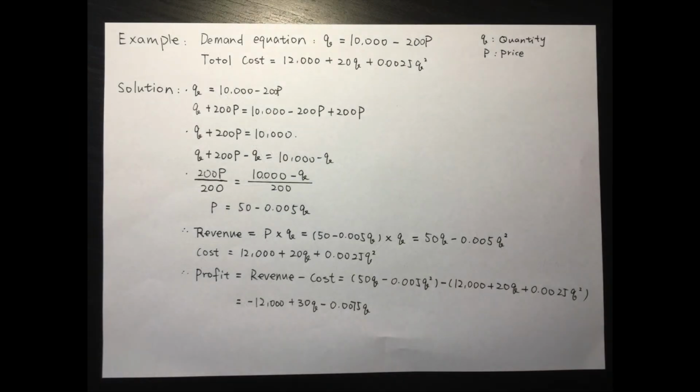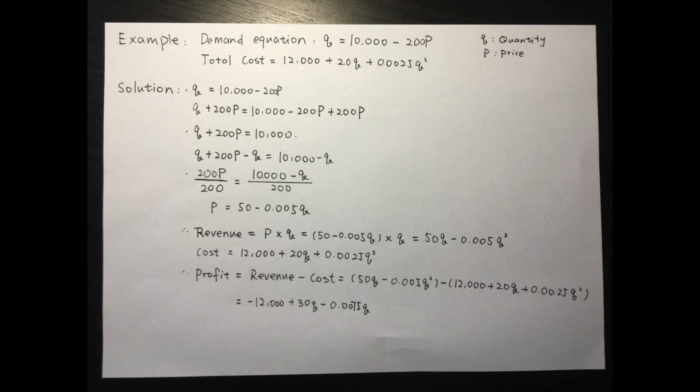Let's look at an example. Suppose we have a product with a demand equation given by quantity equals 10,000 minus 200p, where p is the price, and the cost equation is 12,000 plus 20q plus 0.0025q squared. We can use the demand equation to write revenue as a function of q.